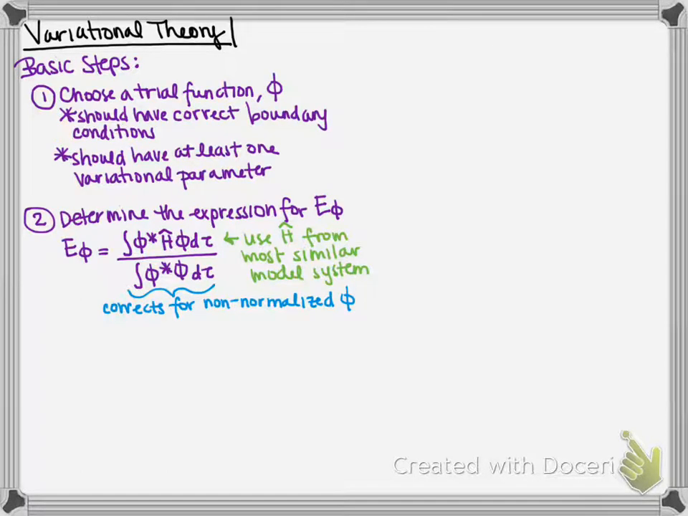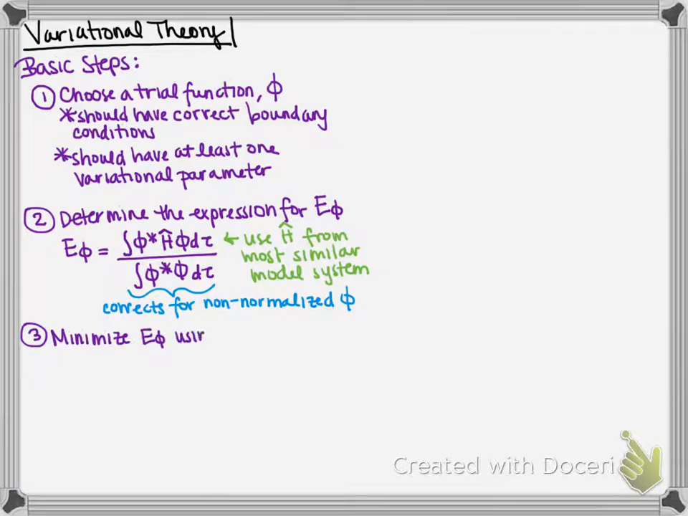Another note to think about here is which Hamiltonian we should use. We have many Hamiltonians. They change whenever we change our system. So here we want to choose the Hamiltonian from the most similar model system. And remember, our model systems are particle in a box, harmonic oscillator, rigid rotator, and hydrogen atom. So we want to choose the one that seems most similar to the system that we're studying.